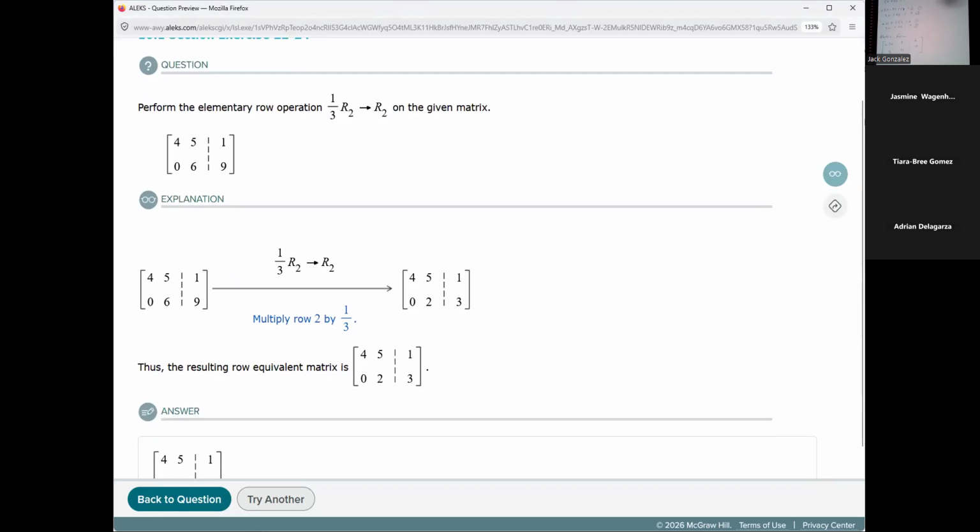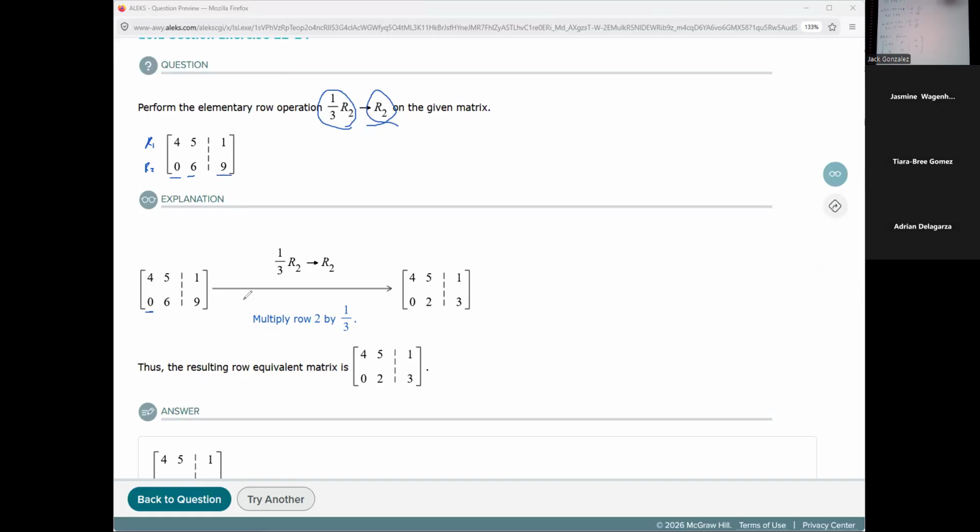Okay, here they're doing a row operation. Remember, this is row 2 right here, and this is row 1. What they're saying is, change row 2 by multiplying by 1/3 to get a new row 2. So you would divide everything here by 3 or multiply by 1/3, which is the same.